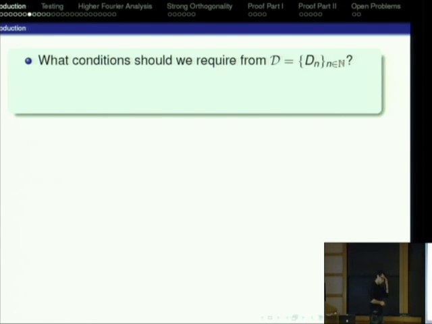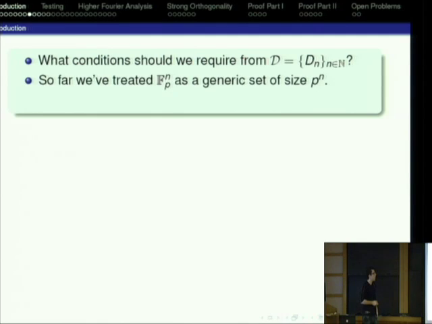So we need to require some conditions on D. In the present form that I stated the question, we are treating F_p^n as a generic set of size p to the n. We are not using anything about the algebraic structure of F_p^n.